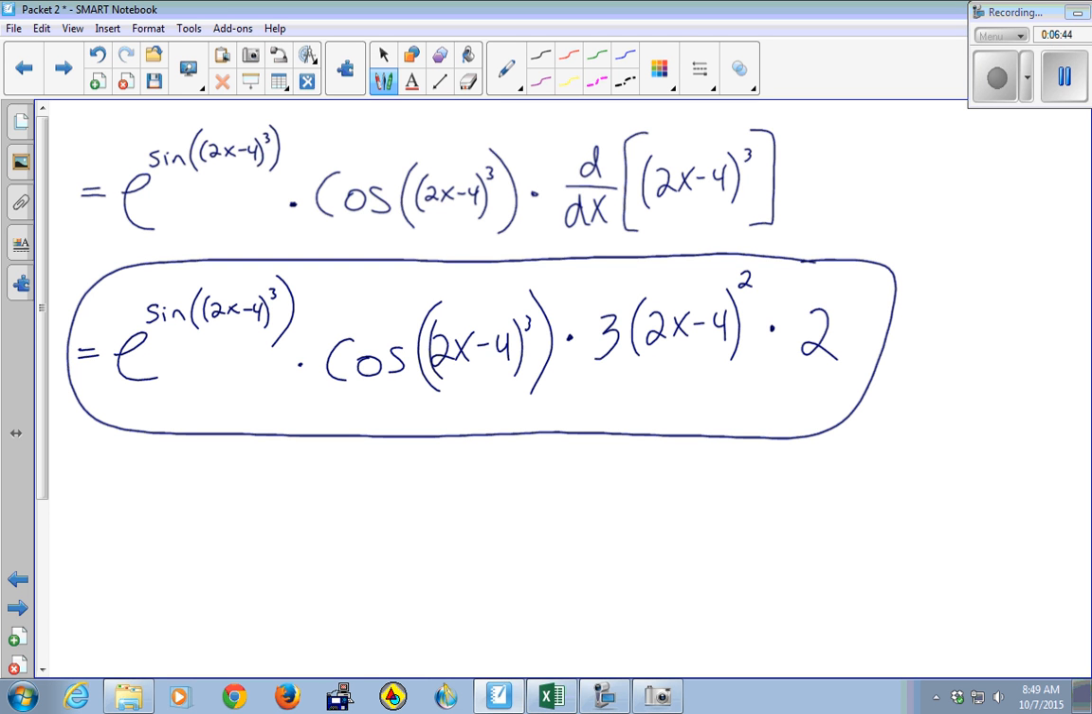So any questions? Yeah. I was applying the power rule to 2x minus 4. I let the 3 down, copied 2x minus 4, raised it to the 2. Then the chain rule says, then multiply by the derivative of the stuff. The derivative of 2x minus 4 is 2.